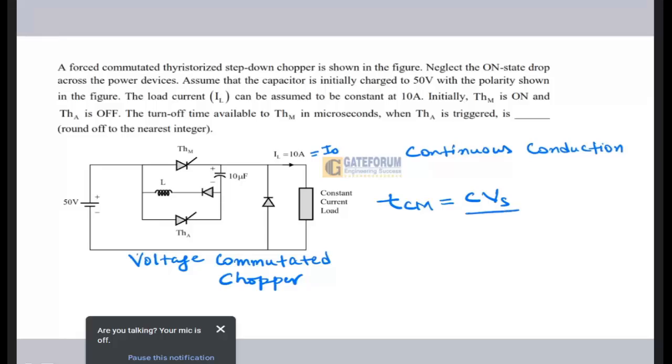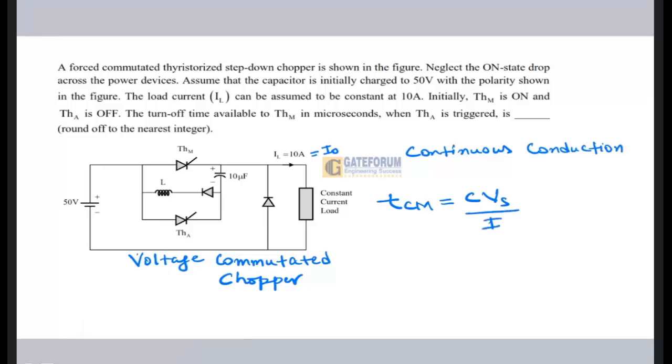So the formula was tc is equal to C Vs by I naught. The capacitor value is already given, 10 microfarad. Vs is 50 volt and I naught is 10 ampere. So this will come in microsecond because the capacitor was in microfarad. So 500 by 10 will give you 50 microsecond.